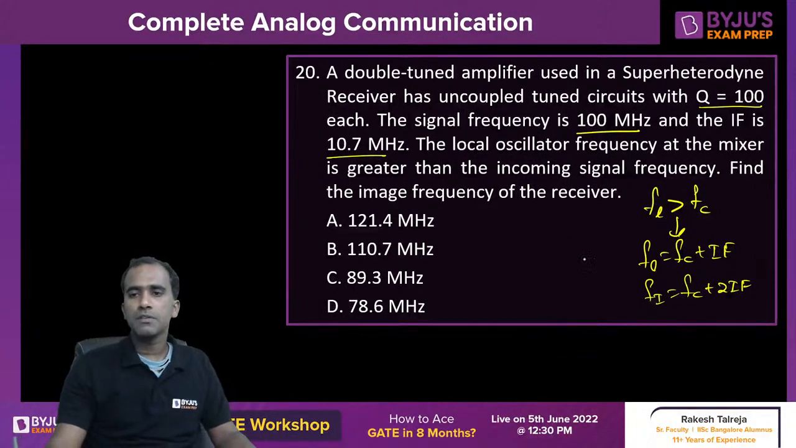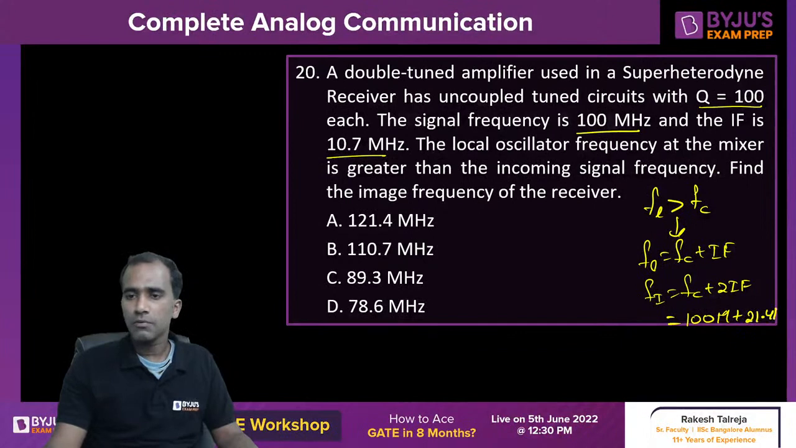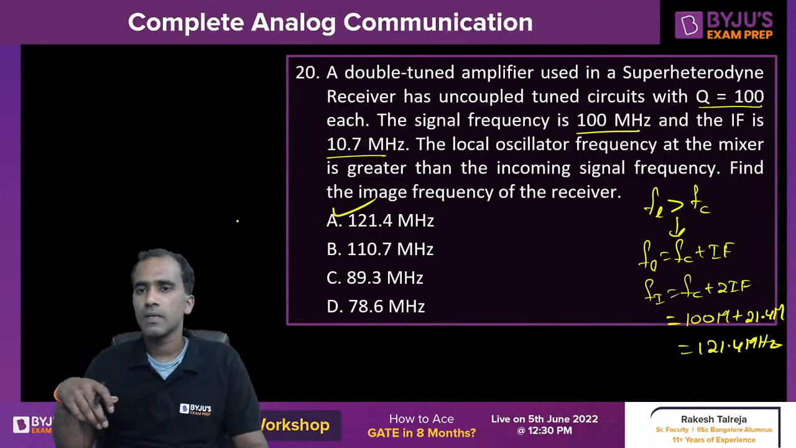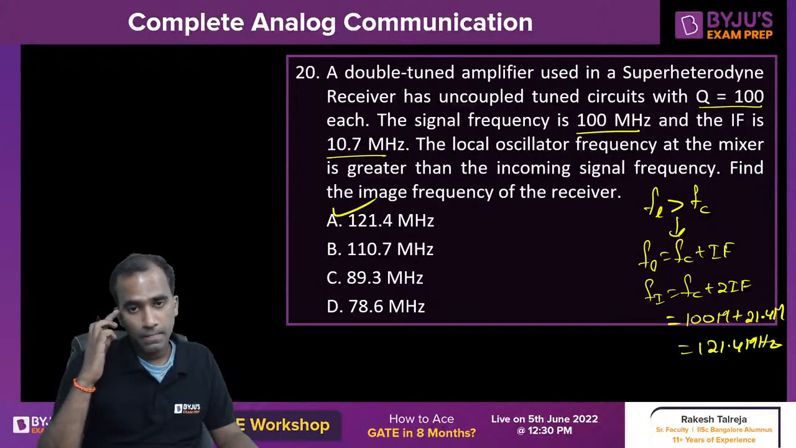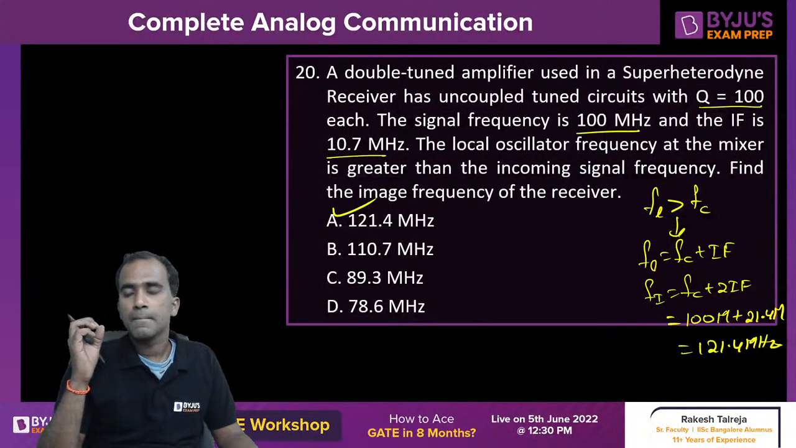Find the image frequency of the receiver. So what is the image frequency of the receiver? Image frequency is tuned frequency, which is 100 megahertz, plus 2 times IF. 2 times 10.7 is 21.4 megahertz, which gives 121.4 megahertz. Is that okay? So that is the answer. Let's move on to the next question.